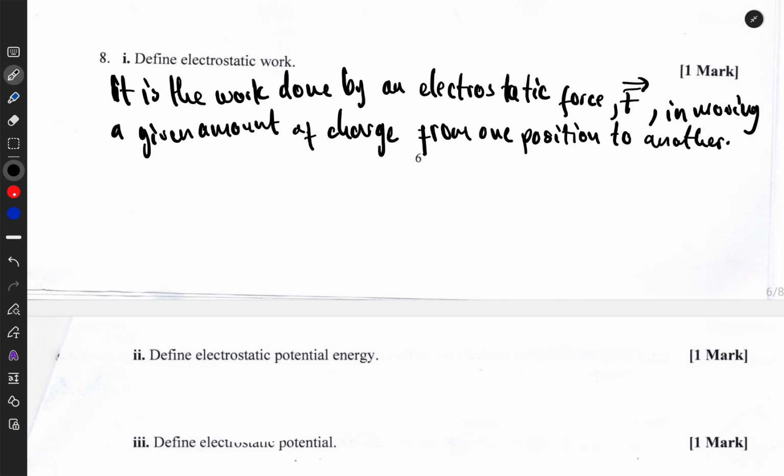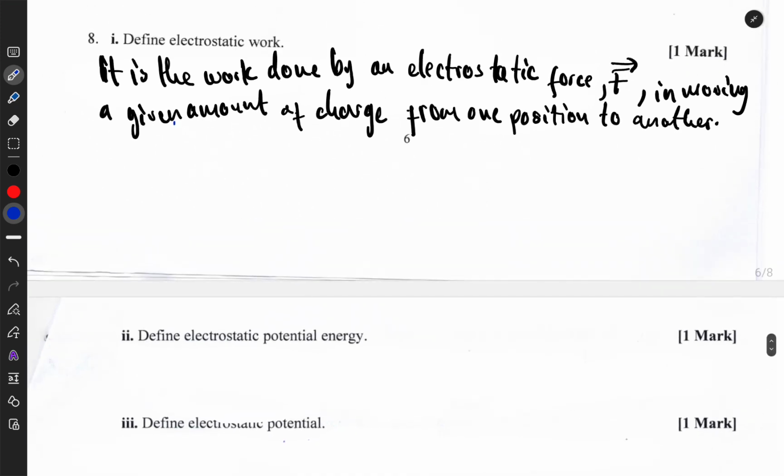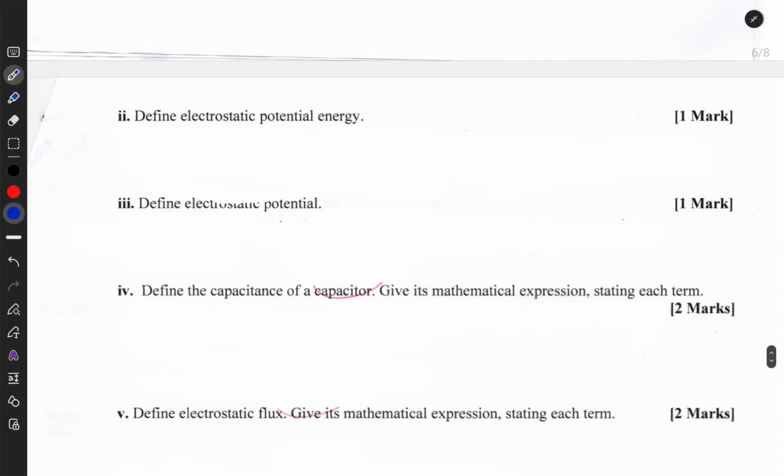Work done by an electrostatic force in moving a charged particle or a given amount of charge from one position to another. You can also say it is the product of electric force and the displacement in the direction of displacement, whatever. But since it's only one mark, you can just use whichever you prefer. Now, define electrostatic potential energy. Electric potential energy is the same as electrostatic potential energy. What is it?